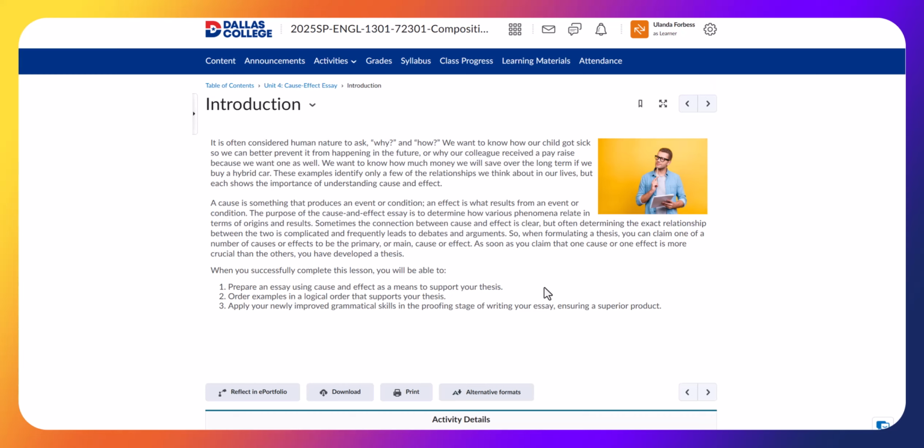When you're formulating your thesis, you can claim one of a number of causes or effects to be the primary or main idea. As soon as you claim that one cause or that one effect becomes more crucial than all the others, then you've developed a thesis.